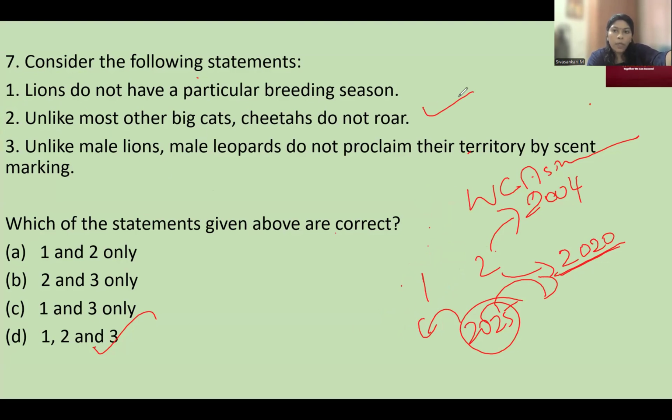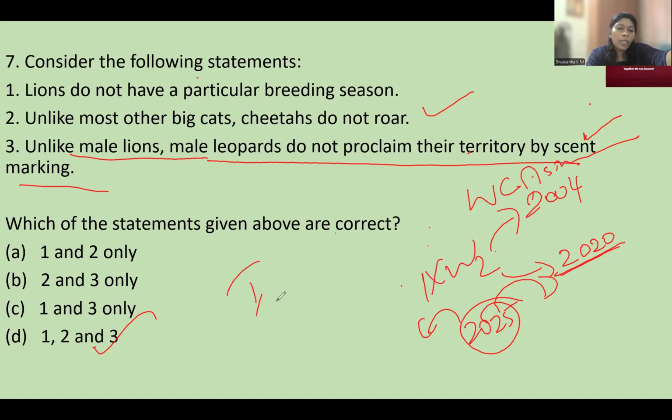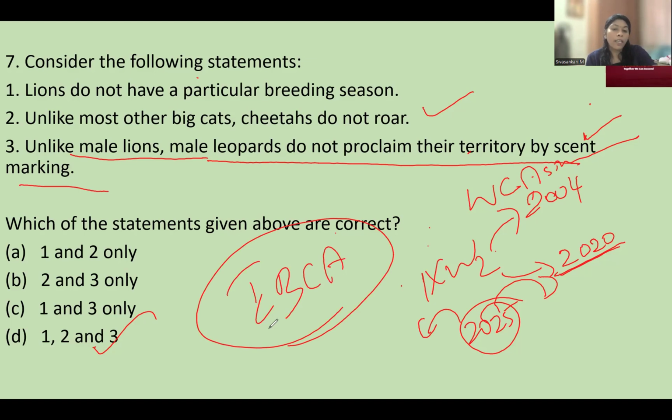Come to the third statement, because when you are able to assess the third one, you can easily identify the answer. Unlike male lion, male leopard do not proclaim territory by scent marking. I have told in my class many times, big cats always mark their territory. There are 7 big cats. Why this question again? Not only airways classification, launching of International Big Cat Alliance. In my current affairs area, I have discussed about International Big Cat Alliance. Then also I told you will be getting question from big cats. Question came. So in the Big Cat Alliance, they have mentioned about 7 big cats.